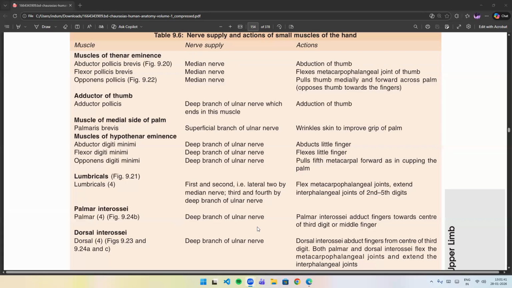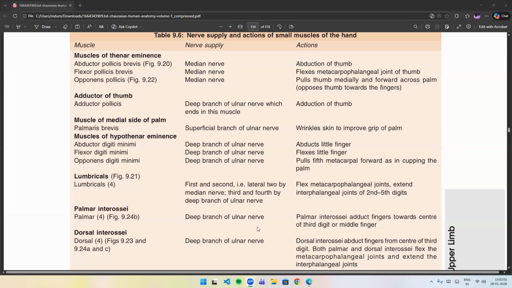Adductor pollicis, it is supplied by deep branch of ulnar nerve which ends in this muscle. Action: adduction of thumb. Palmaris brevis, it is supplied by superficial branch of ulnar nerve. Actions: it wrinkles skin to improve grip of palm.